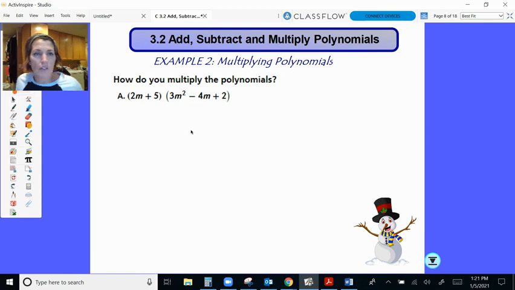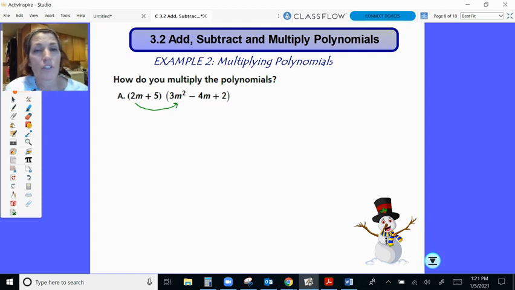When you have a trinomial and a binomial, you can either choose to distribute from the left or distribute to the right. It doesn't matter. You can either distribute the two binomial terms to the trinomial, or you can take each of these three terms and distribute to the binomial. It doesn't really matter. Just keep track of your terms.